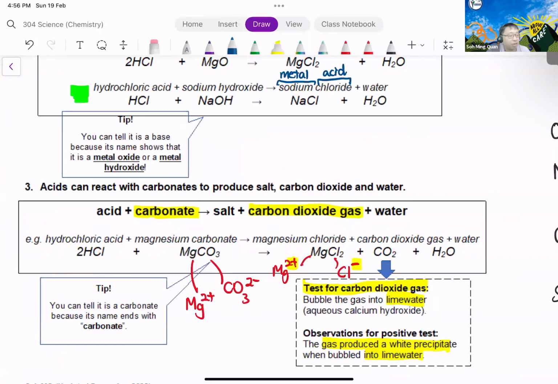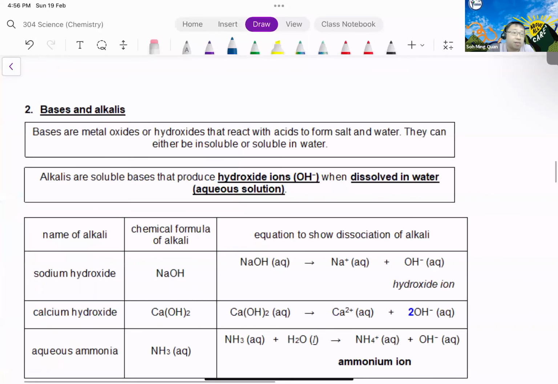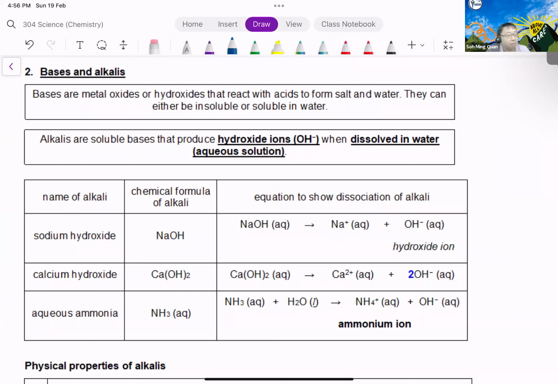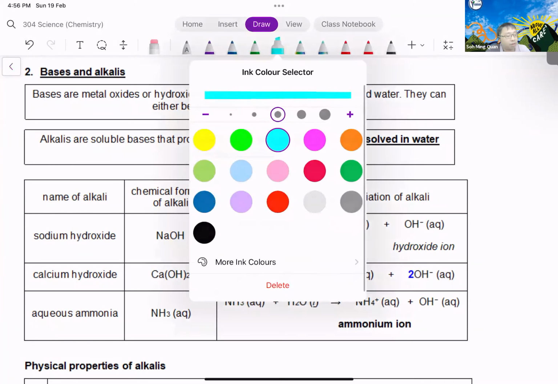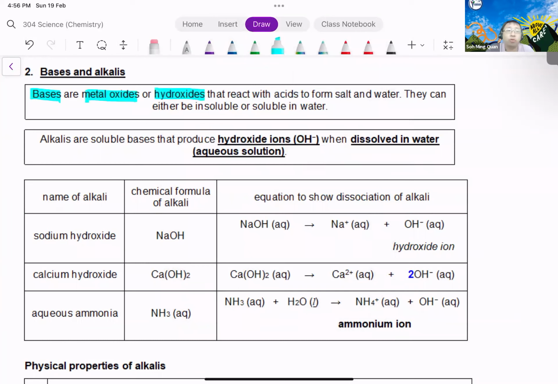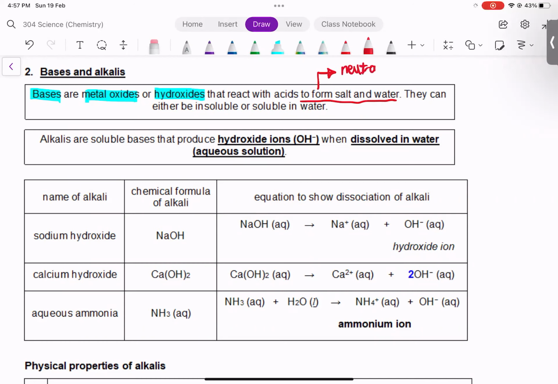Now the next page, the opposite of an acid is a base. We mentioned just now, bases are metal oxides or metal hydroxides. Sodium hydroxide is a base. Magnesium oxide, base. The moment you see a metal oxide or metal hydroxide, it is a base already. Bases react with acids to form salt and water. Let's recall, what is this reaction? Forming salt and water. The name of the reaction is neutralization. So you need to know the name.